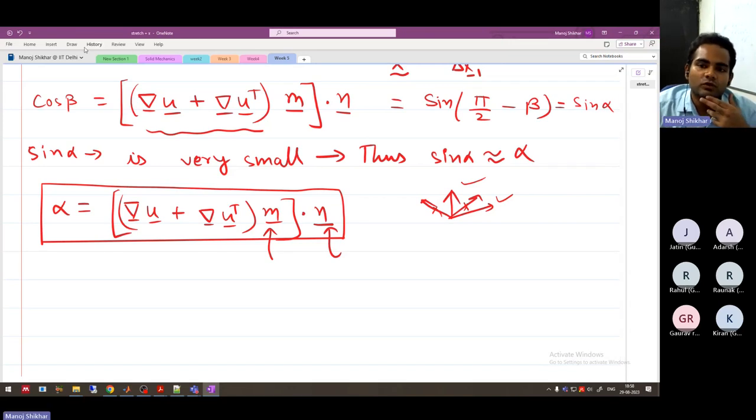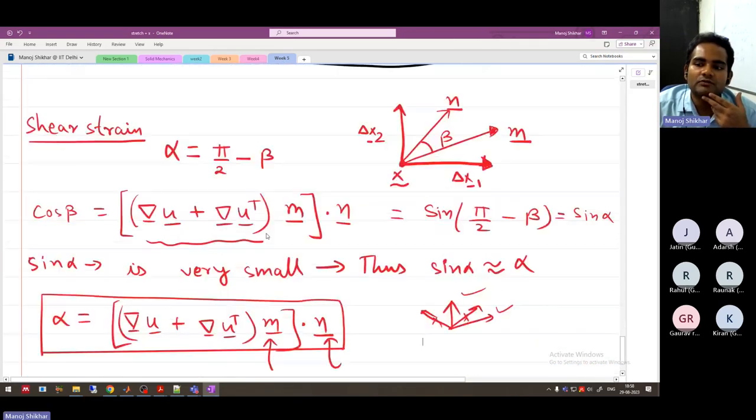And one thing which was assumed at the start was that these two line elements were perpendicular to each other initially. You can see here, they were perpendicular to each other initially. That's why I was able to write alpha equal to pi by 2 minus beta.